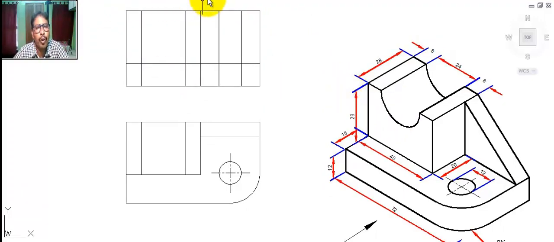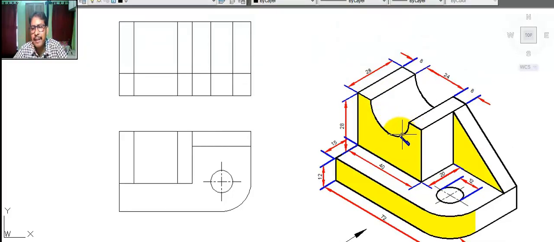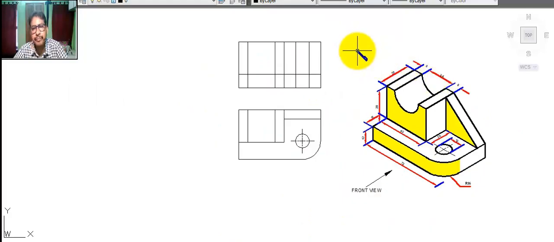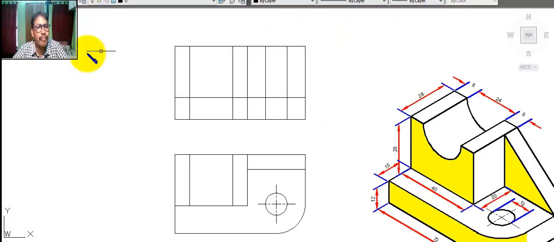In the front view, we see this portion, and also this portion. Okay. This semicircle radius is 12 because the diameter is 24. Okay. Now we draw a circle, semicircle here.